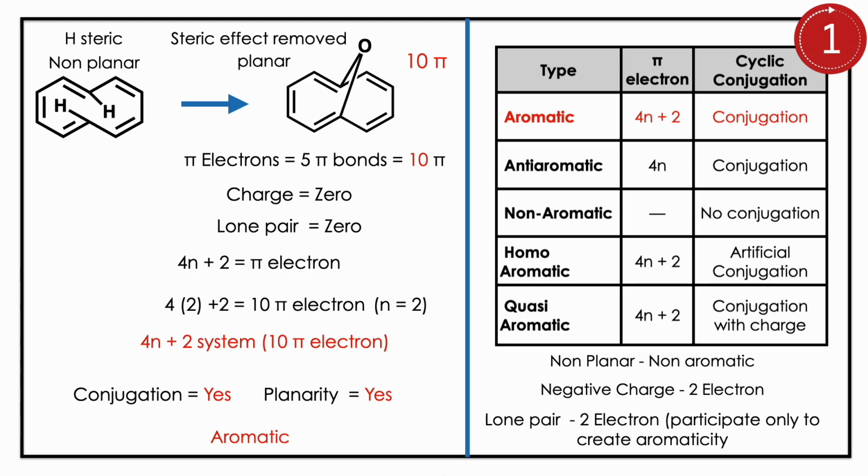So if you count the pi bonds, totally 5 pi bonds, 10 pi electrons. Charge is 0. Lone pair is 0. So it is a 4n plus 2 pi electron system with 10 pi electrons, where n equals 2. The system is definitely in conjugation and it is planar because of sp2 carbon. So 4n plus 2, conjugated, planar means the given compound is aromatic.